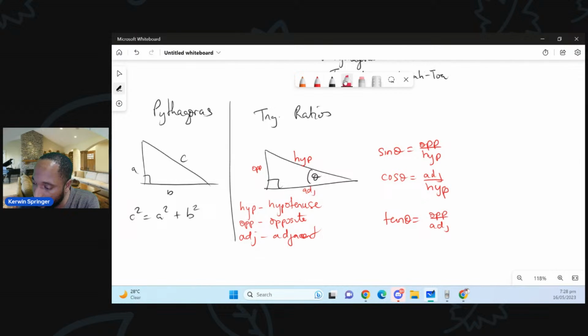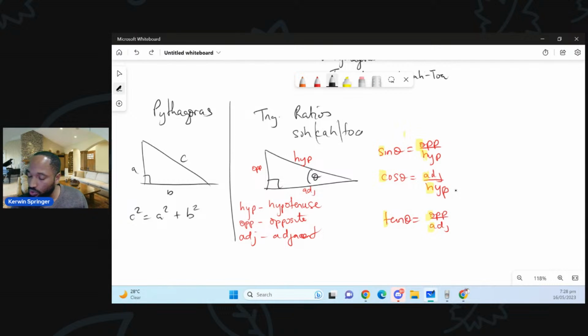And we use the first letters as a little fun code to help you remember. SOH-CAH-TOA. SOH-CAH-TOA. You see why we call it SOH-CAH-TOA now? Ta-da! SOH-CAH-TOA. Three phrases. These three phrases are represented here.